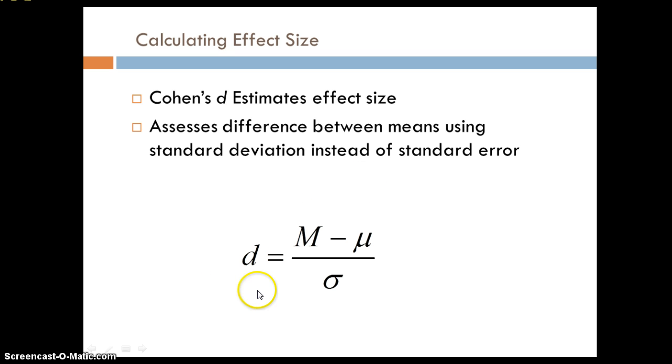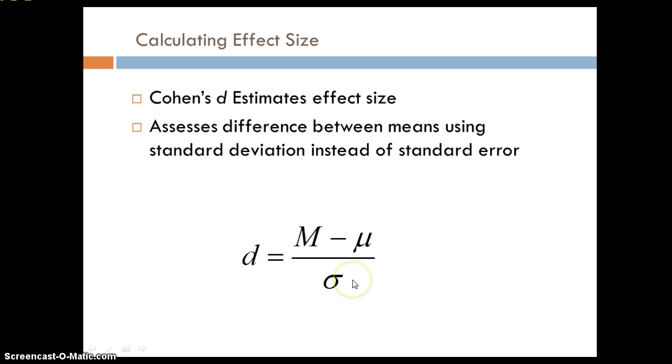So in order for us to calculate an effect size, and you'll see that this comes up for basically every test that we have that involves two different means, whether it's two sample means or a sample mean and a population mean, it's called Cohen's d. And it looks at the difference between means using the standard deviation instead of the standard error. So it does look like your z-score formula, okay? But now this is not sigma sub m. It is just plain sigma.